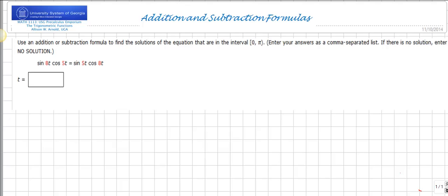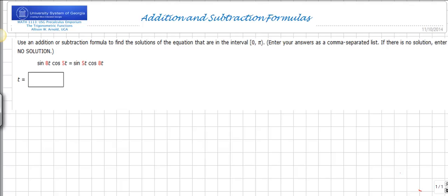Let's solve a trig equation that may require the use of an addition or a subtraction formula for sine or cosine. And we're solving this equation for solutions in the interval 0 to pi. 0 is included, pi is not. And the equation is sine of 8t times the cosine of 5t equals sine of 5t times the cosine of 8t.